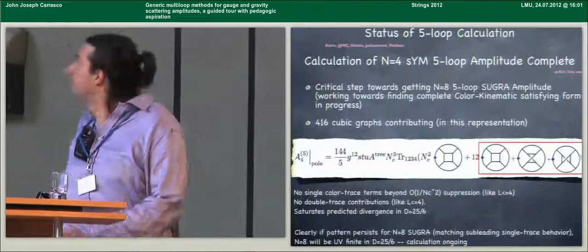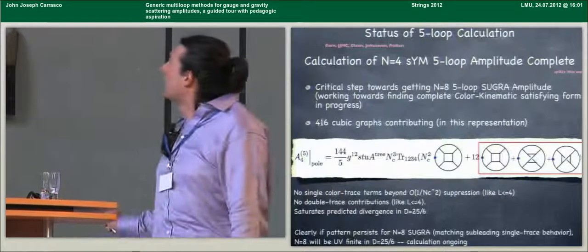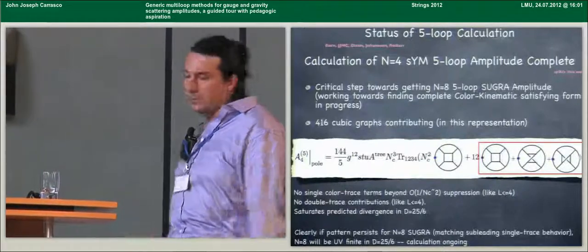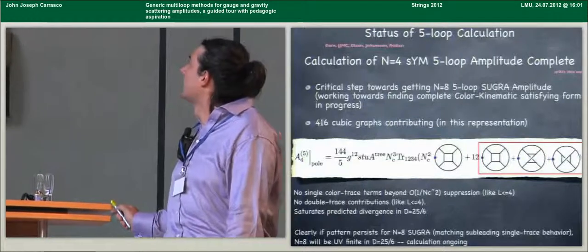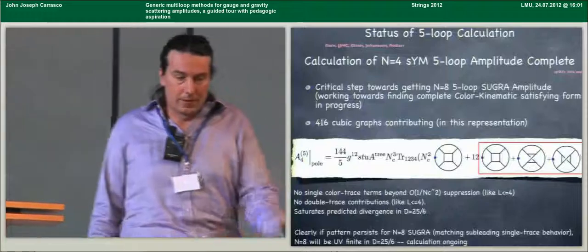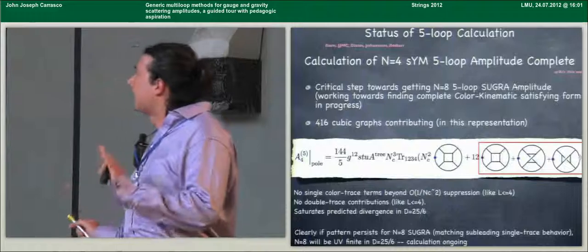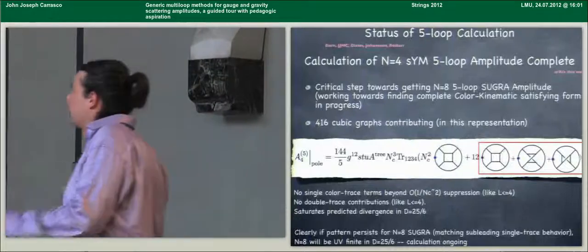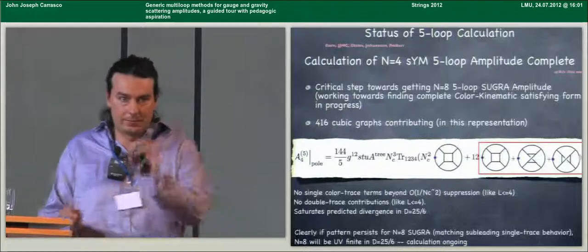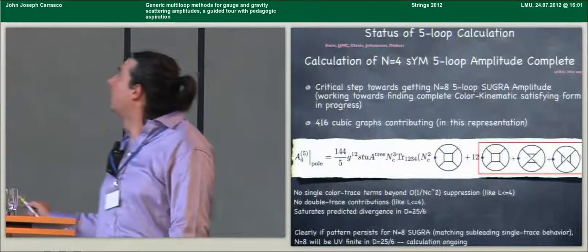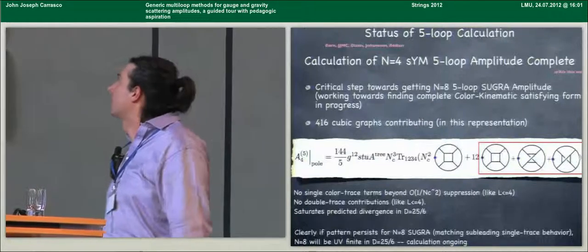Okay, so status of 5 loops. We have now finished our n equals 4 super Yang-Mills 5-loop calculation. It's a long time in coming, and we're going to be putting it out on the archive within the next few days. It is not in a color kinematic satisfying form. If it was, we'd already have gravity, and I'd be giving a very different sort of talk right now. But it does have all the information, and we're working towards putting it in a color kinematic satisfying form.